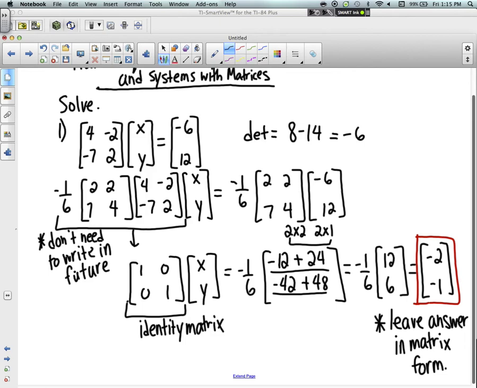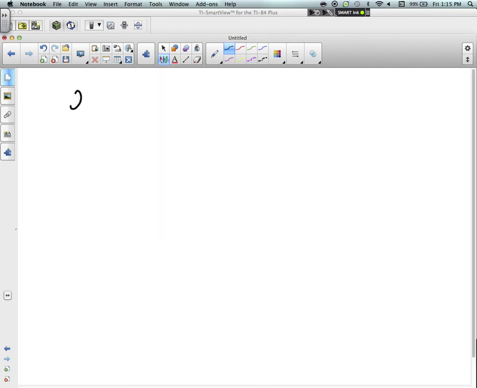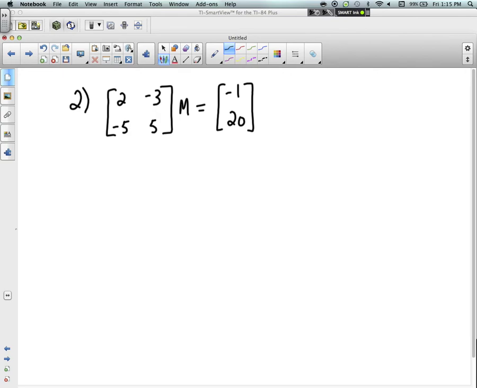We're going to try the same thing with the second example. I'm going to write it a little bit differently, but it'll be the same idea. So in this case, it's the same thing. I just put m instead of x times y, but you're still going to be solving for that matrix. So we want to find our inverse. The determinant is 10 minus 15.